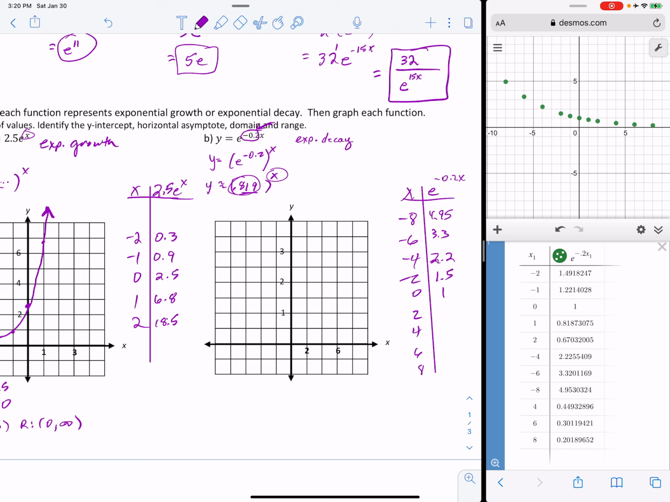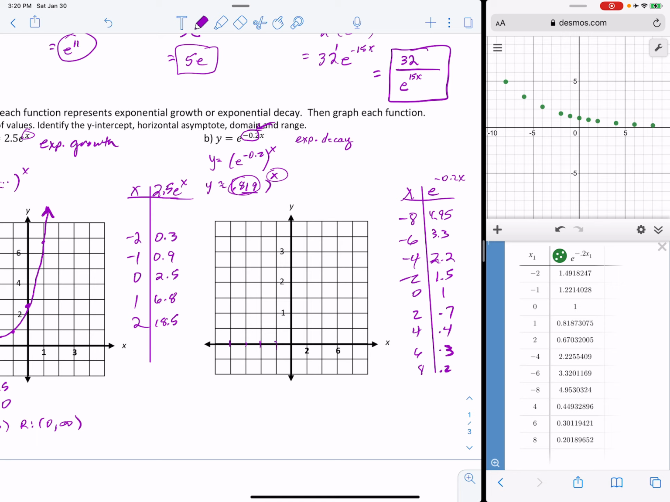Notice that the a value for this was 1. There wasn't a number in front of e other than 1. And at 2, we're at 0.7. And at 4, we're at 0.4. And at 6, we're at 0.3. And at 8, we're at 0.2. So that's maybe a few more than I need, but I do like that.